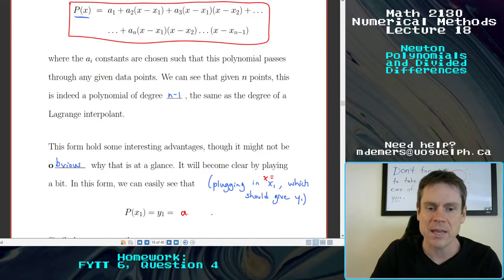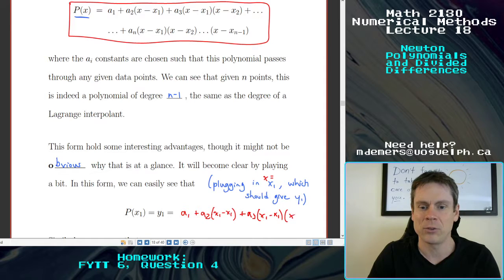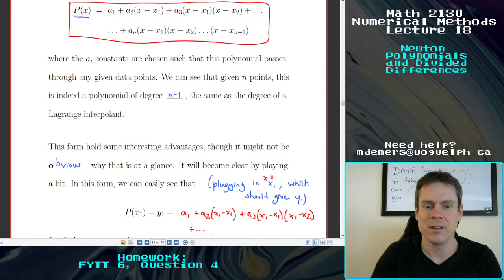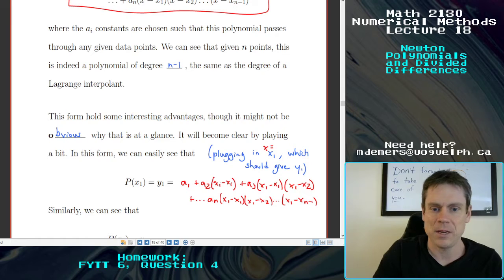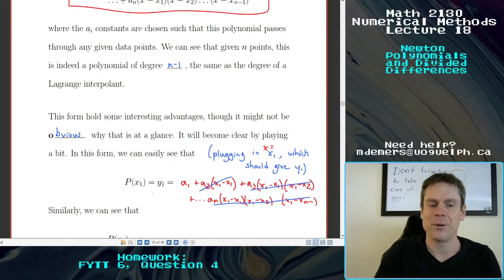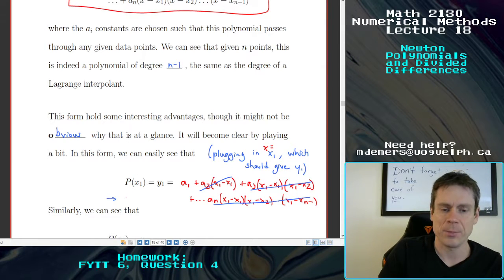So you see, we're going to get a1 plus a2 times x1 minus x1, plus a3 times x1 minus x1 times x1 minus x2, and we have to add all of these different terms until we get to the very last one. But we can see that every single one of them is going to die because we always have this x1 minus x1 in each one of them. So as we can see, this term here is 0. This one here is 0 because of the x1 minus x1. This one down here is also 0. So that tells us that p of x1 equals y1, which is going to equal just a1.